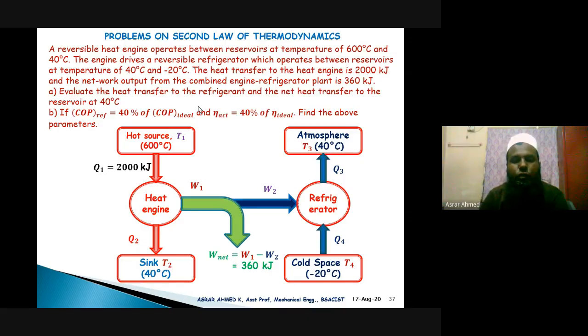So we are having four heats here: Q1, Q2, Q3, Q4. Q1 is the heat supplied to the heat engine. Q2 is the heat rejected from the heat engine. Q3 is the heat rejected from the refrigerator. And Q4 is the heat supplied to the refrigerator. Now evaluate the heat transfer to the refrigerant means what? Q1, Q2, Q3, Q4. Which is the correct answer?